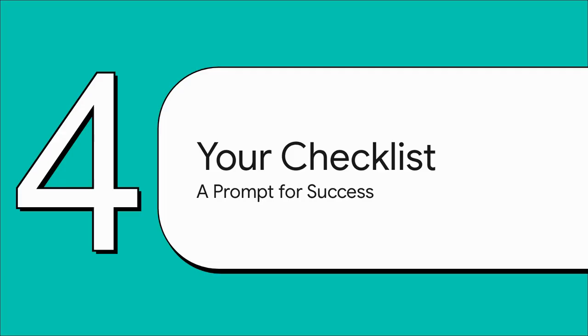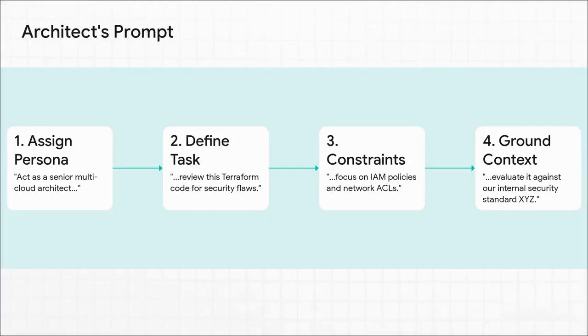Okay, let's pull all of this together into a really actionable process. Think of this as your pre-flight checklist before you fire off every single prompt. Here it is, the 4-step process that pretty much guarantees you get a high-value result every single time. 1. Assign a persona. 2. Define the task and the format. 3. Provide your specific constraints. And 4, and this is the step that changes everything, you ground it with your specific context.